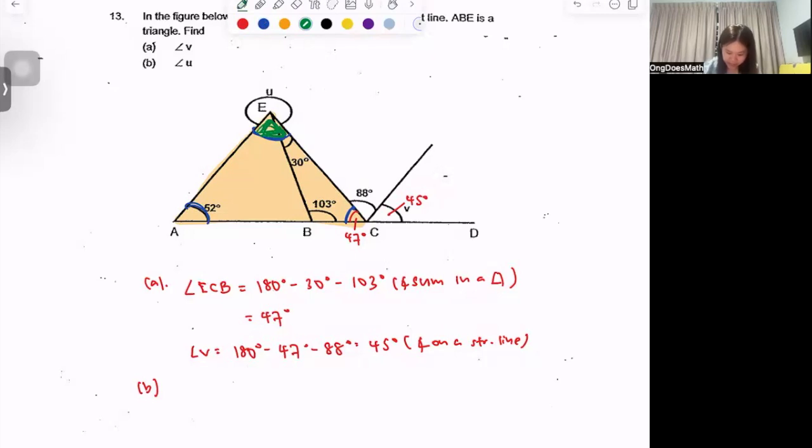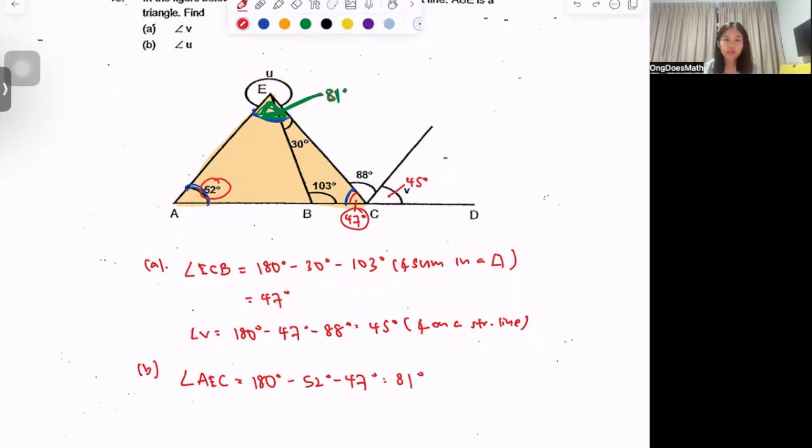So I can just take 180. Wait, so this green angle is angle AEC, which is just 180, angle sum in the triangle, minus the other two angles, right, which is 52 and 47. So 180 minus 52 minus 47 should give you 81 degrees. Good. So now we can actually find angle U.